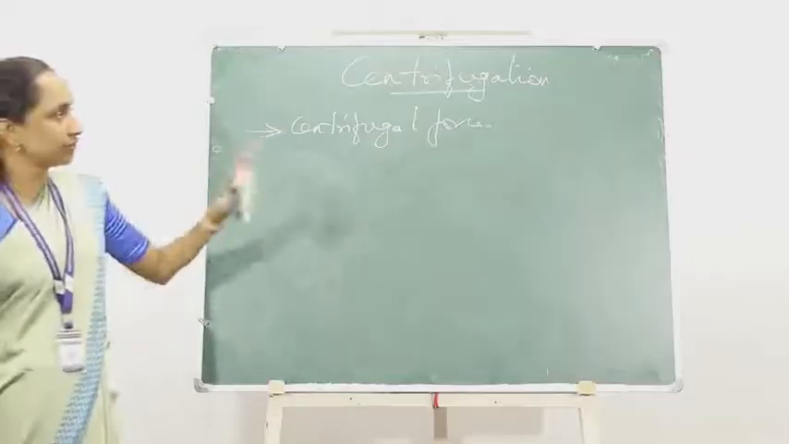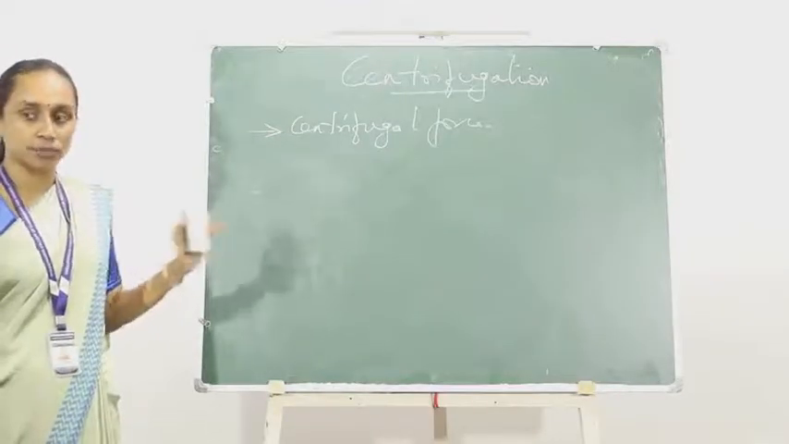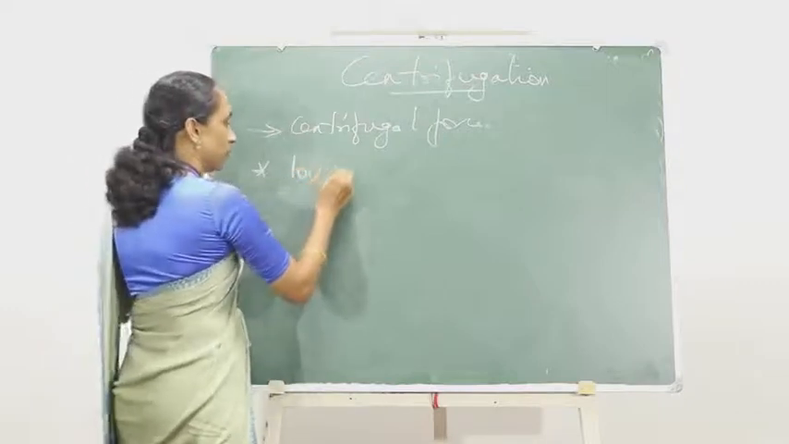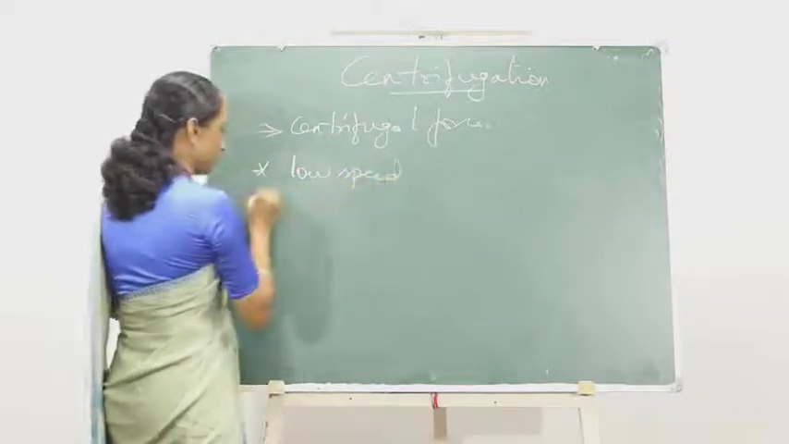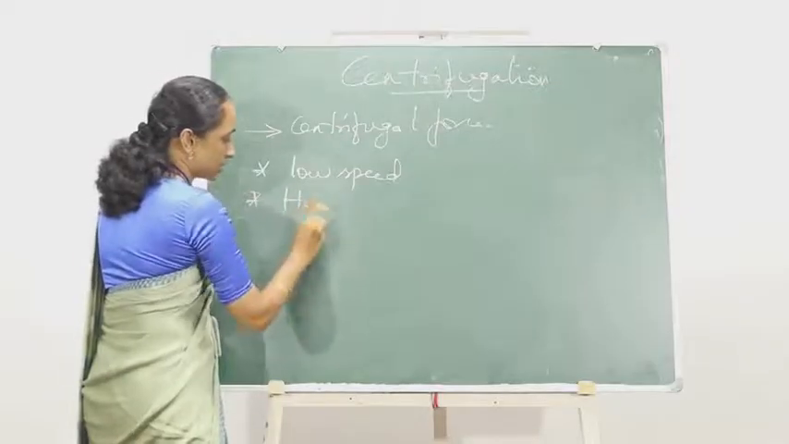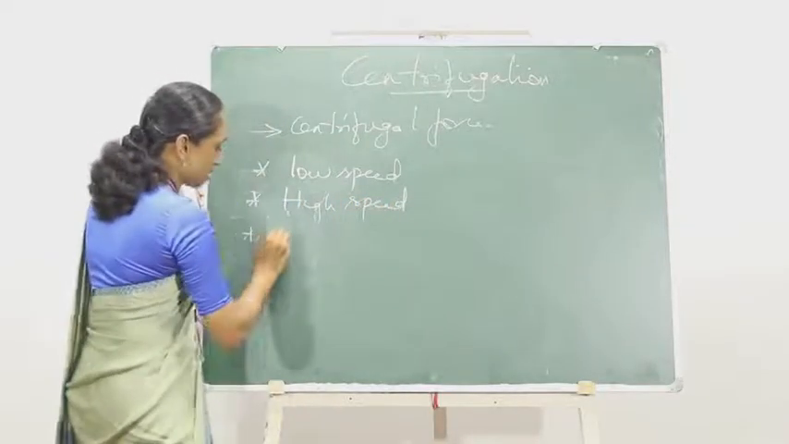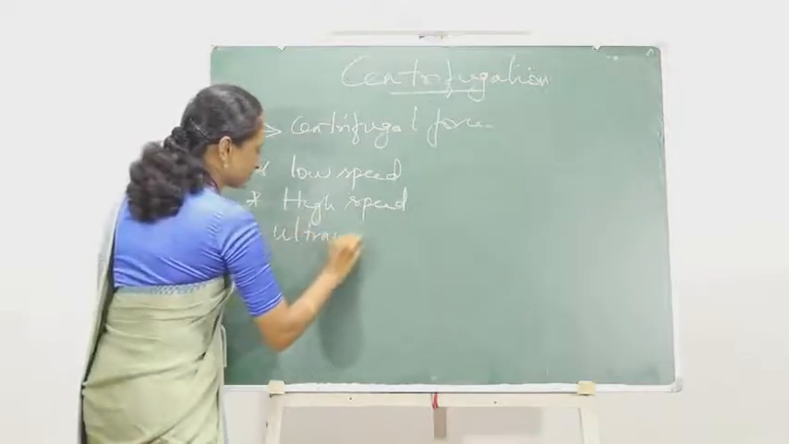And there are different types of centrifugation based on speed. The first one is low speed centrifugation, high speed centrifugation, and ultra centrifugation.